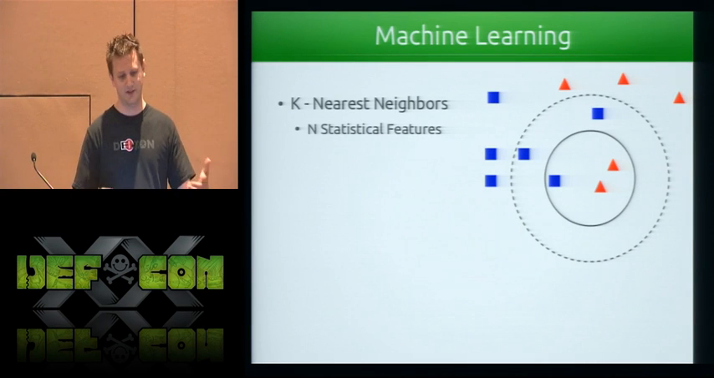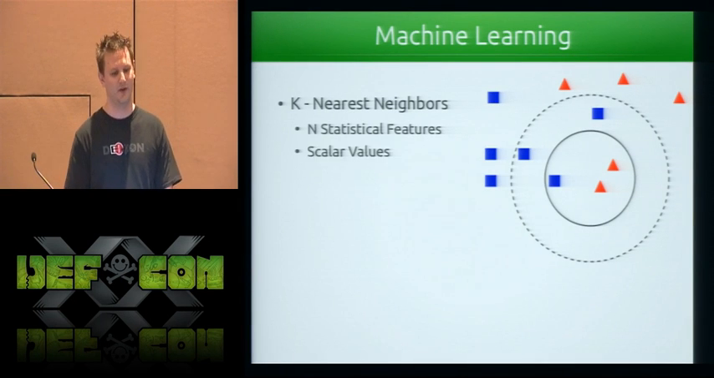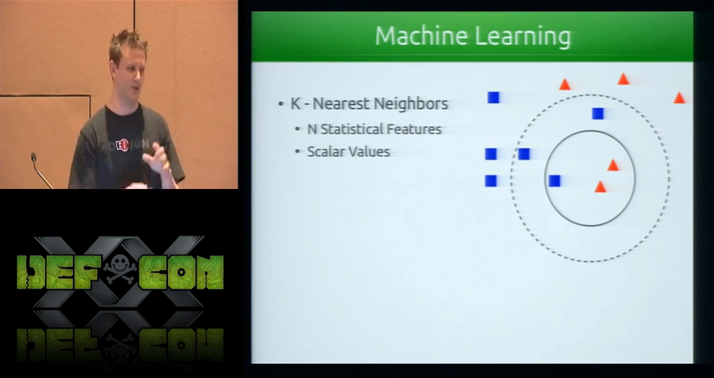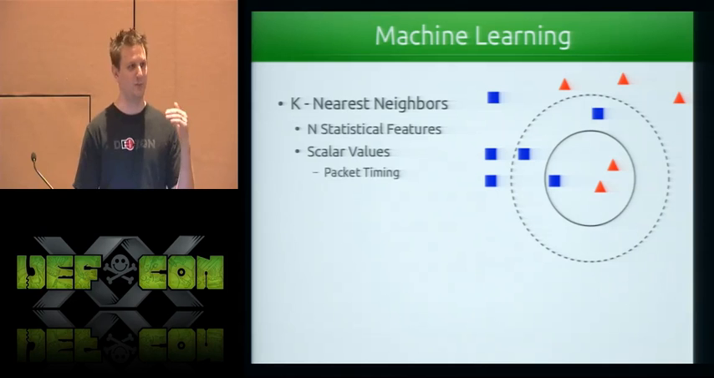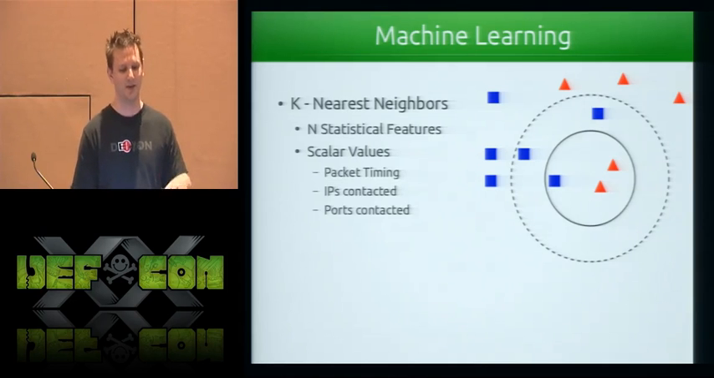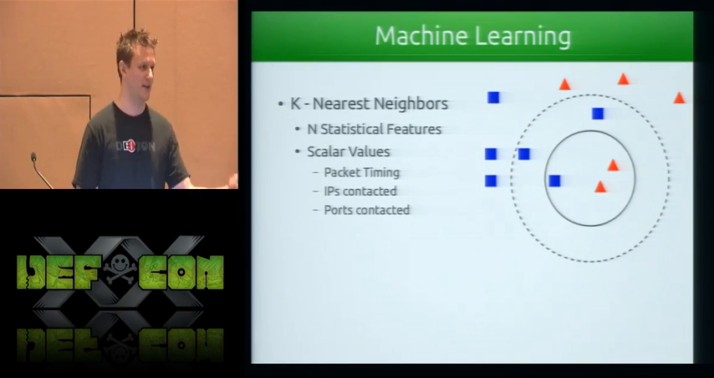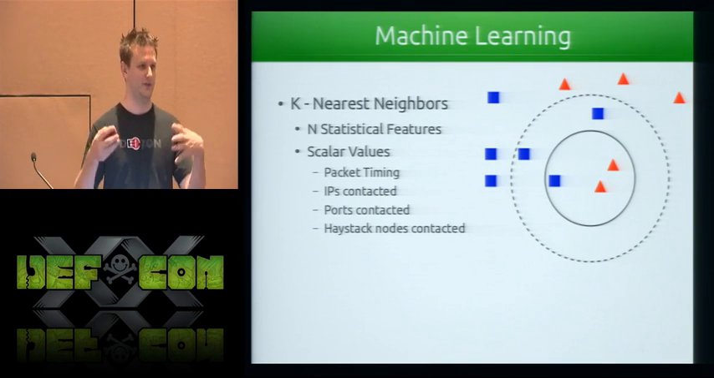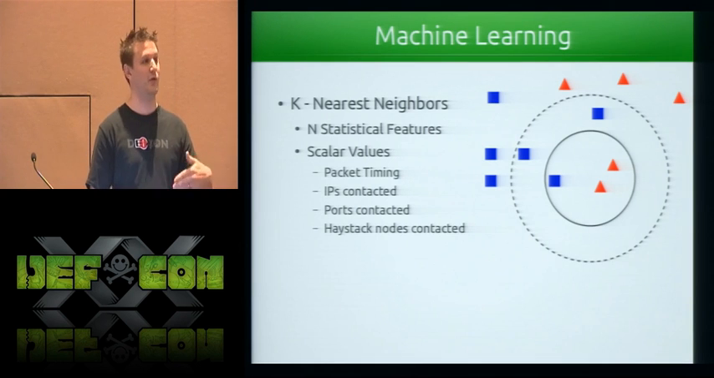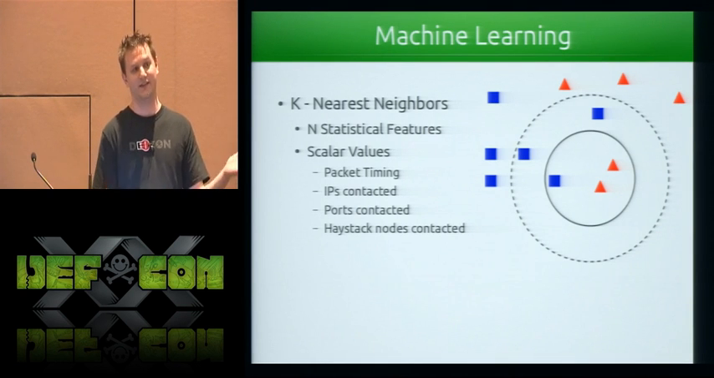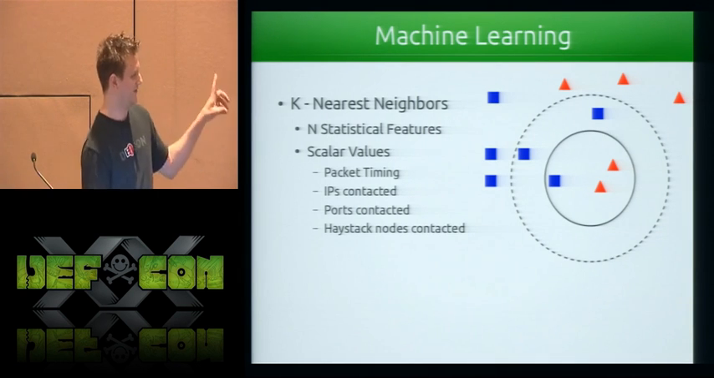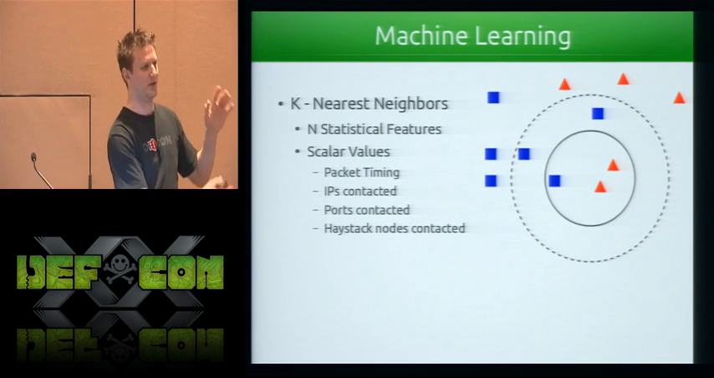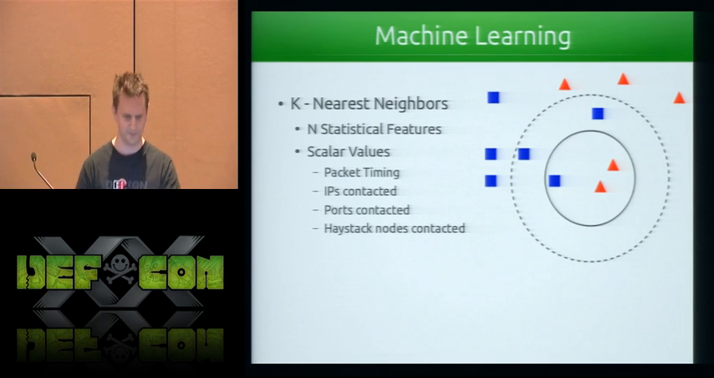So you have n statistical features, however many you want. These are scalar values that you judge on the basis of each suspect. Every node on your network is a suspect, and you measure statistics for them, like packet timing, IPs contacted, how many unique ports they have contacted, and how many of the haystack, which is these fake nodes we have, what percentage of them they have contacted. Is it 100%? Is it 0%? Then you graph these, since they're all scalar values, on an n-dimensional graph. Here is shown a 2-dimensional graph for budget cut reasons.